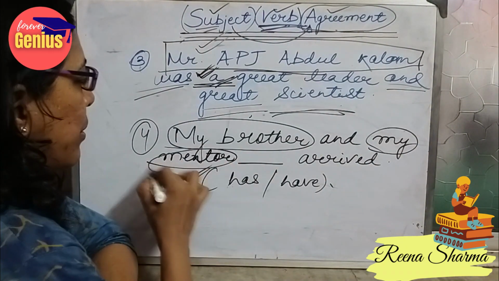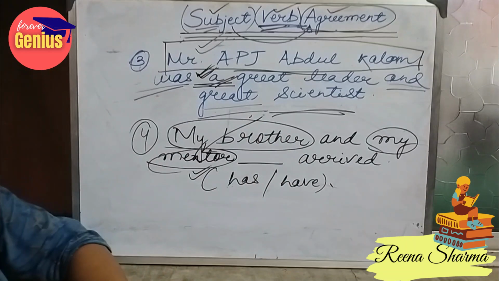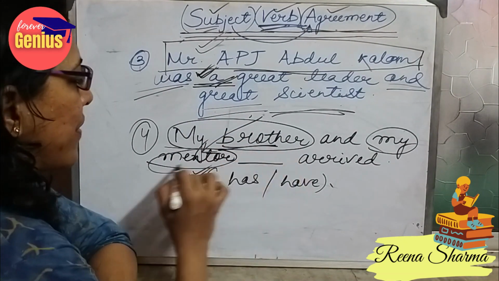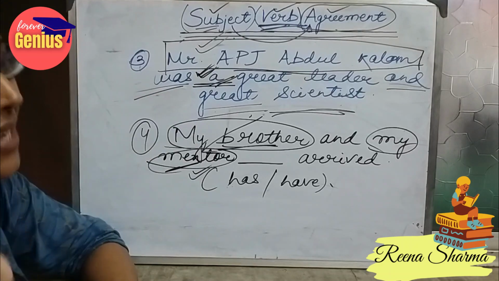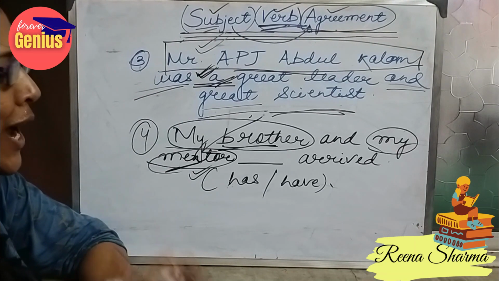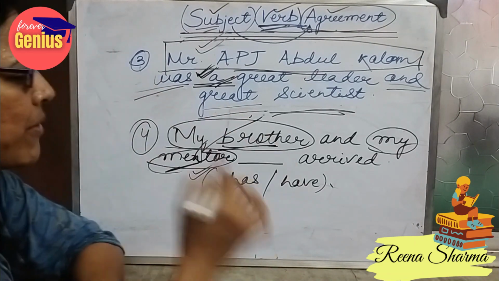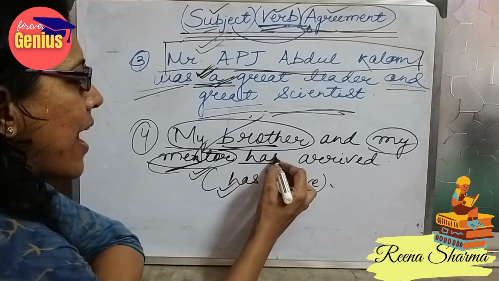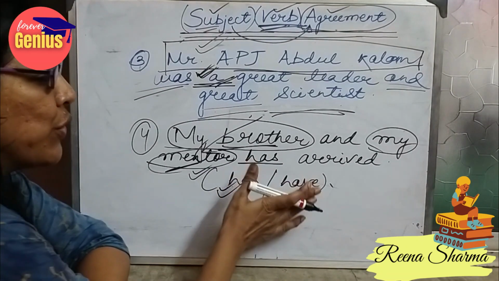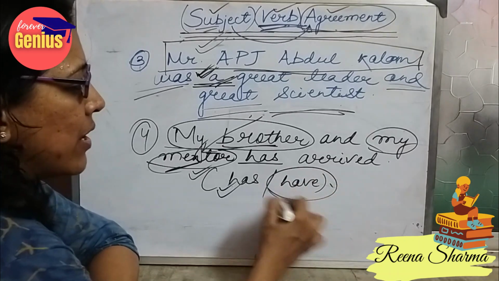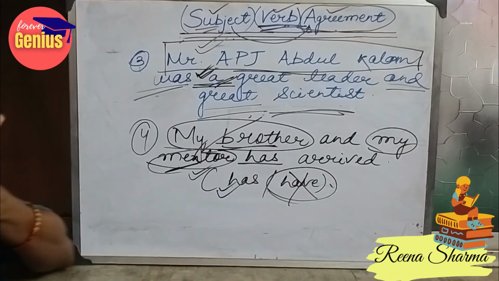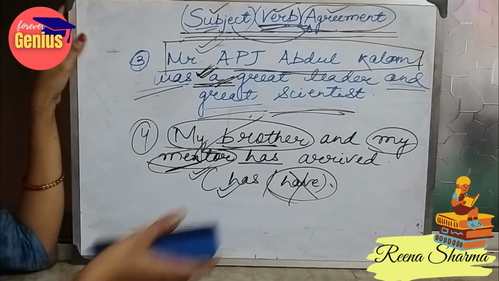And my mentor means my brother is my mentor. So my brother and my mentor, they both are the same person. So I will use the singular form of the verb, that is has. I will not use the plural form of the verb. Otherwise, the whole sentence will be an error.